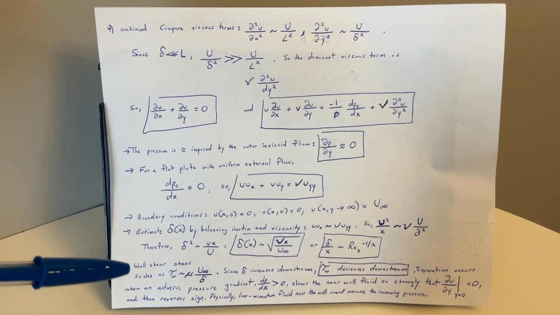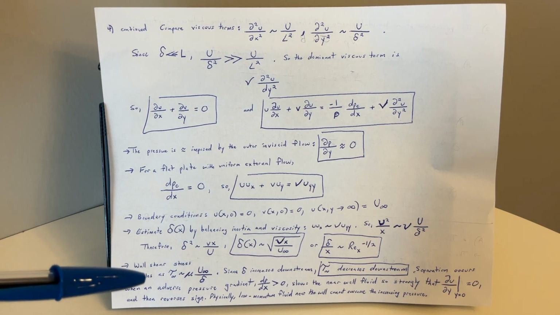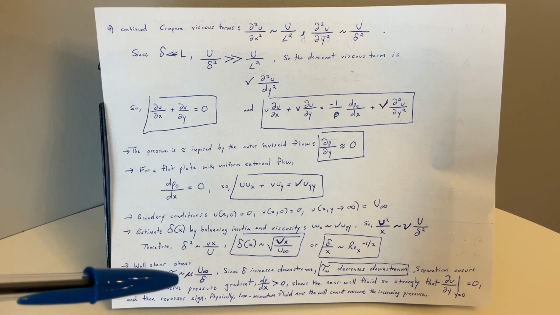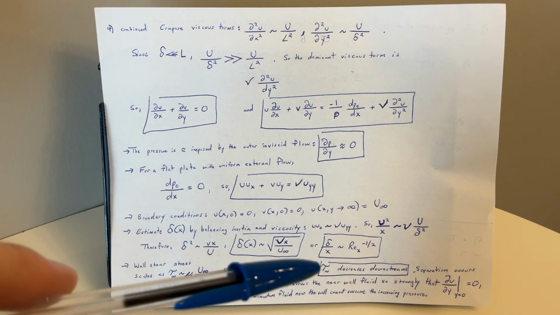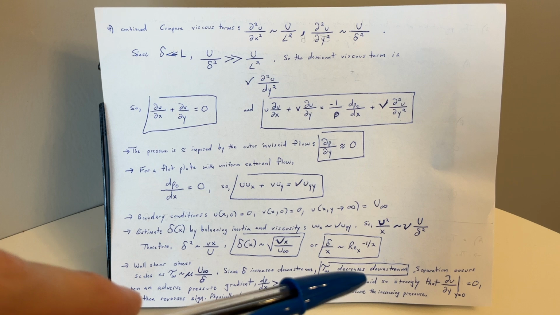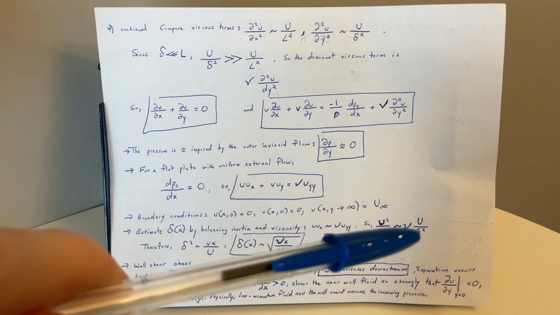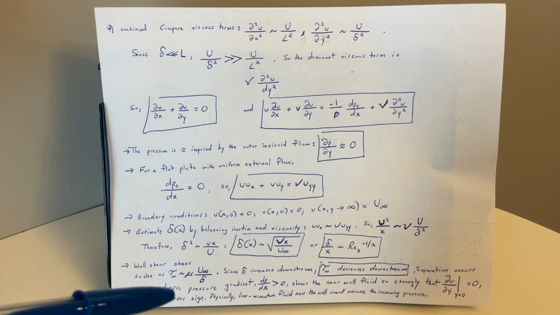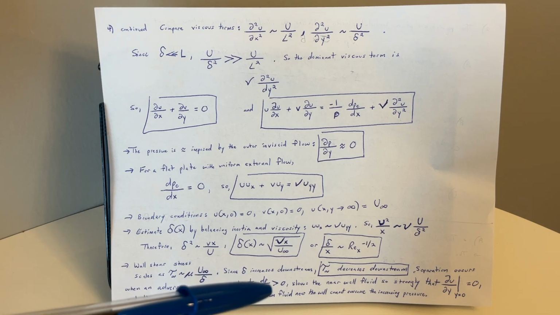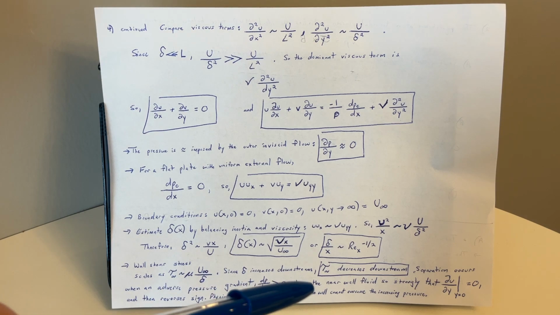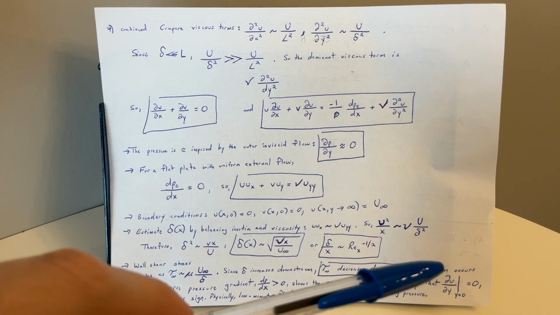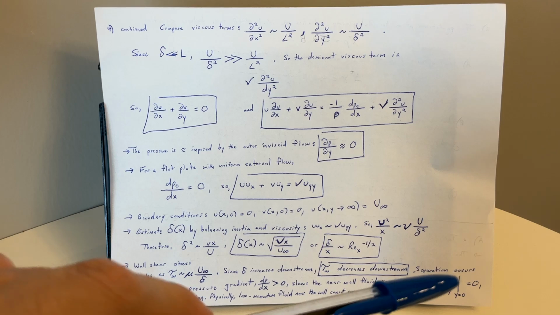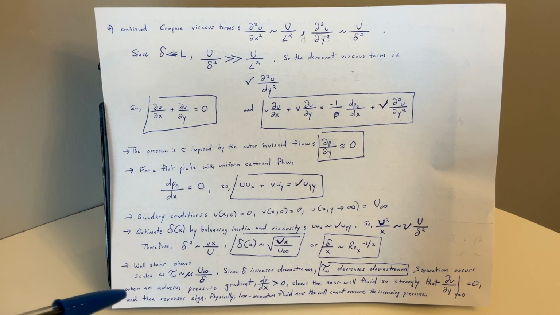Moving along to part D, the wall shear stress. That scales as tau_w approximates mu U infinity over delta. Since delta increases downstream, tau_w decreases downstream as well. Separation occurs when an adverse pressure gradient, dp/dx greater than 0, slows the near-wall fluid so strongly that du/dy at y equals 0 equals 0, and then reverses sign.